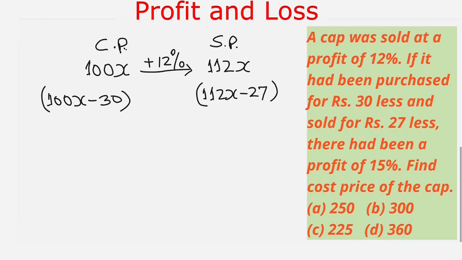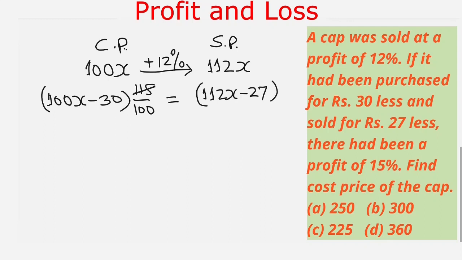So 15% on 100 is 15. So it is 115%. So we make it 115%. That comes out to be 100x minus 30 multiplied by 115 upon 100. This is equal to 112x minus 27. Now we have to solve this equation and we will get the cost price.